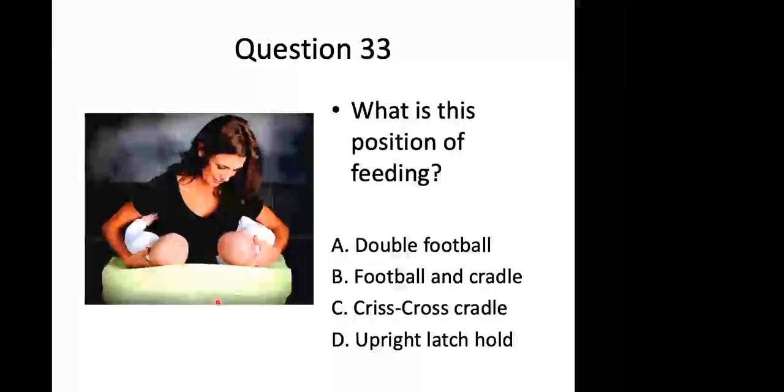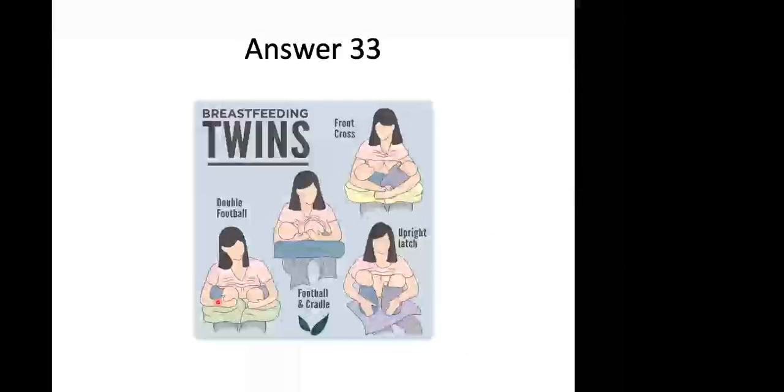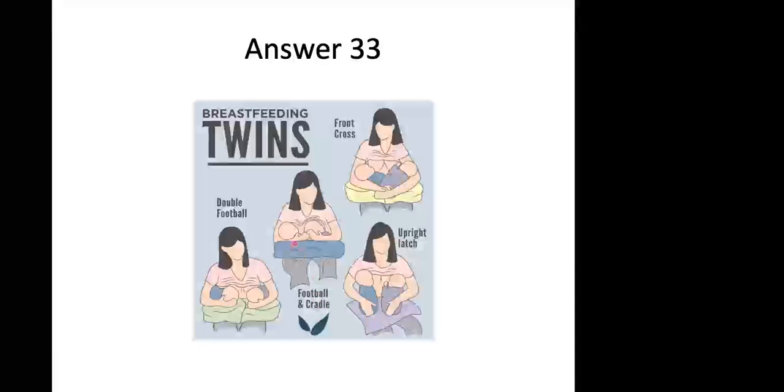So next question is regarding breastfeeding. This is my favorite question, so I repeated this question from the last session. What is this position of feeding? And we can see classically this is a double football. Let's see if we have other options. Yes, we have the football and cradle, where both the babies are placed parallelly. Double football, they are placed almost vertically facing each other. This is the front cross, where the babies cross each other, and sometimes mothers can feed in an upright latch also. So these are the various feeding positions. Even in twins, we should advise mothers that they can exclusively breastfeed, and they can use this method when both the babies demand simultaneously.